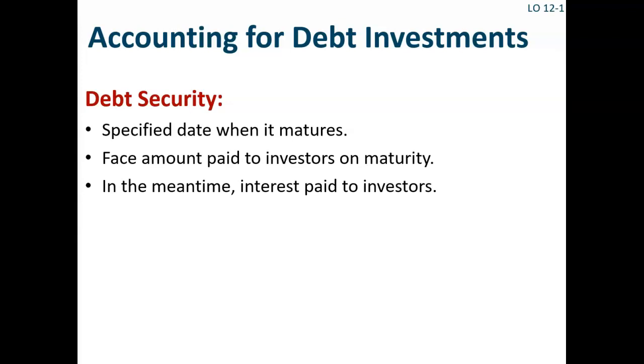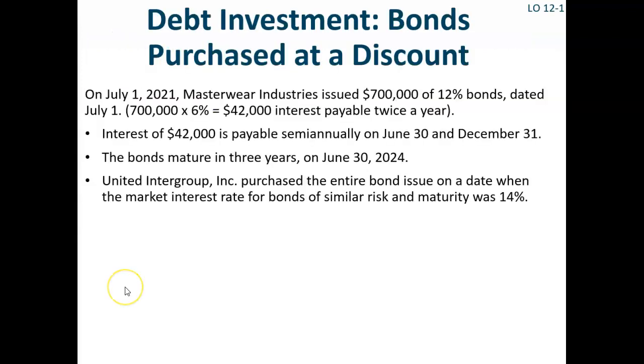A debt security has a specified date when it matures. It has a face amount or a par value amount that is paid to the investors at maturity, and in the time between its issue date and its maturity date, interest is paid to investors, frequently on a semi-annual basis. This is illustration 12-1 in your textbook.